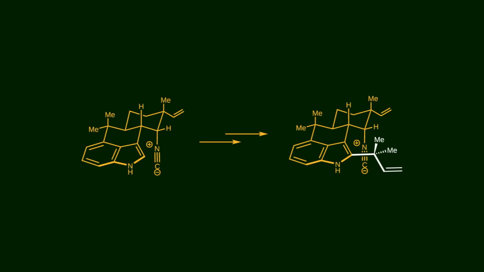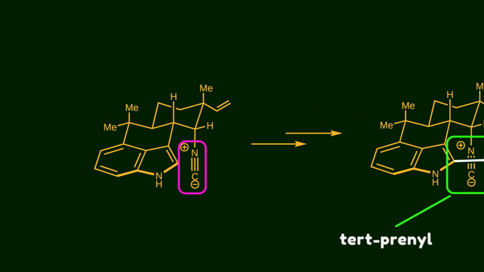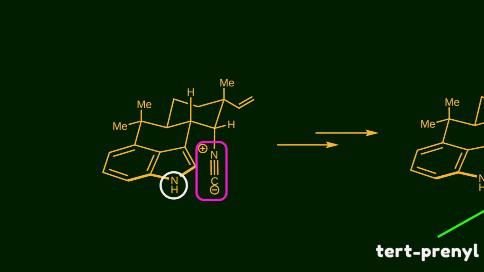The remaining steps are aimed at installing a tert-prenyl group on the 2 position of the indole moiety. Before continuing to describe the pathway, let's explore some potential synthetic challenges. First, the isocyanide group is highly reactive to acid and transition metals, leading to the production of side products. The second reactive group is the unprotected nitrogen atom of indole. Just like in the first step, it can change the reaction pathway, leading to undesired products.